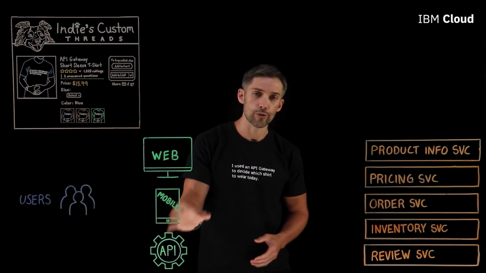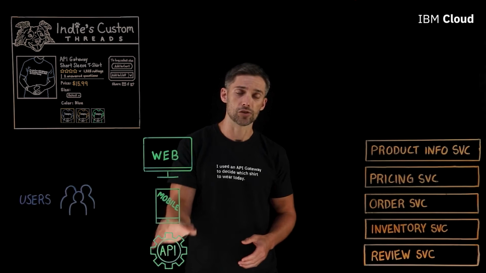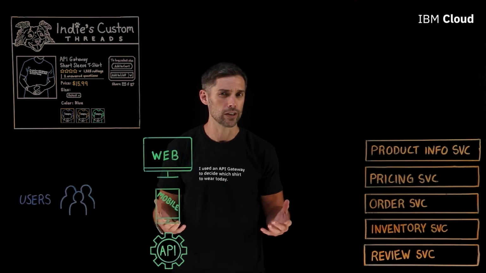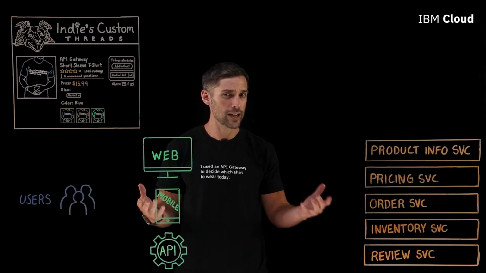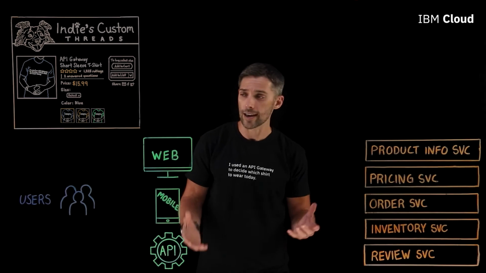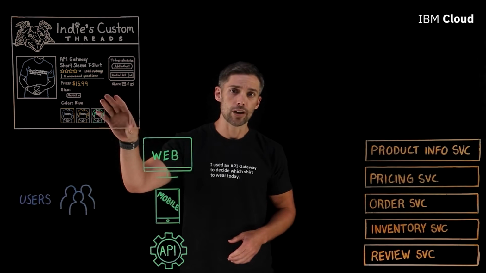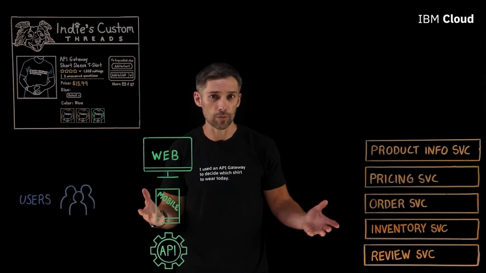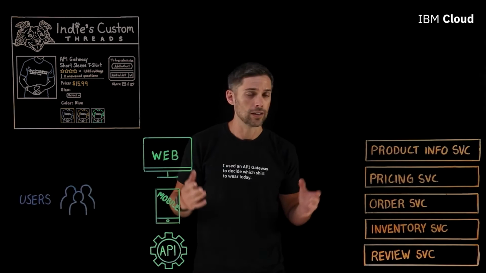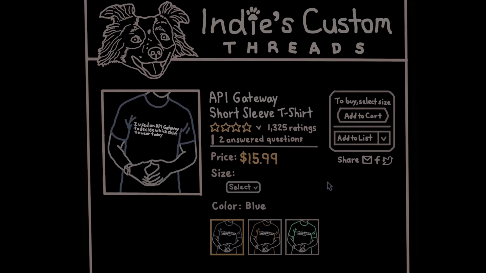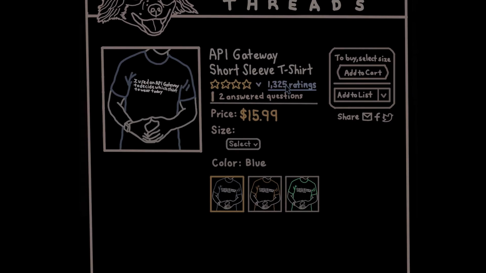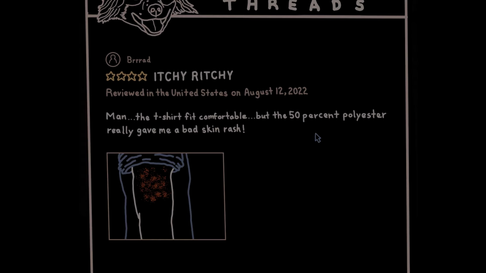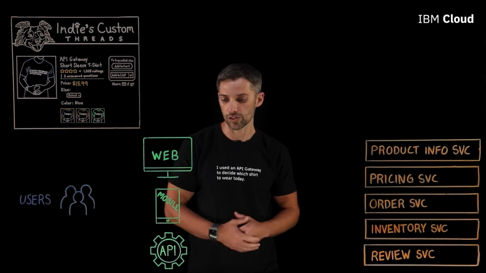And then we also have a third-party API integration service, right? So this could be if you want to integrate your website with, say, something like Facebook, or in our case, we have a review API that's integrated through a third party. So say someone makes a comment about the t-shirt, and they're like, man, the t-shirt fit comfortable, but the 50% polyester really gave me a bad skin rash. That would all be possible through this third-party integrated service.